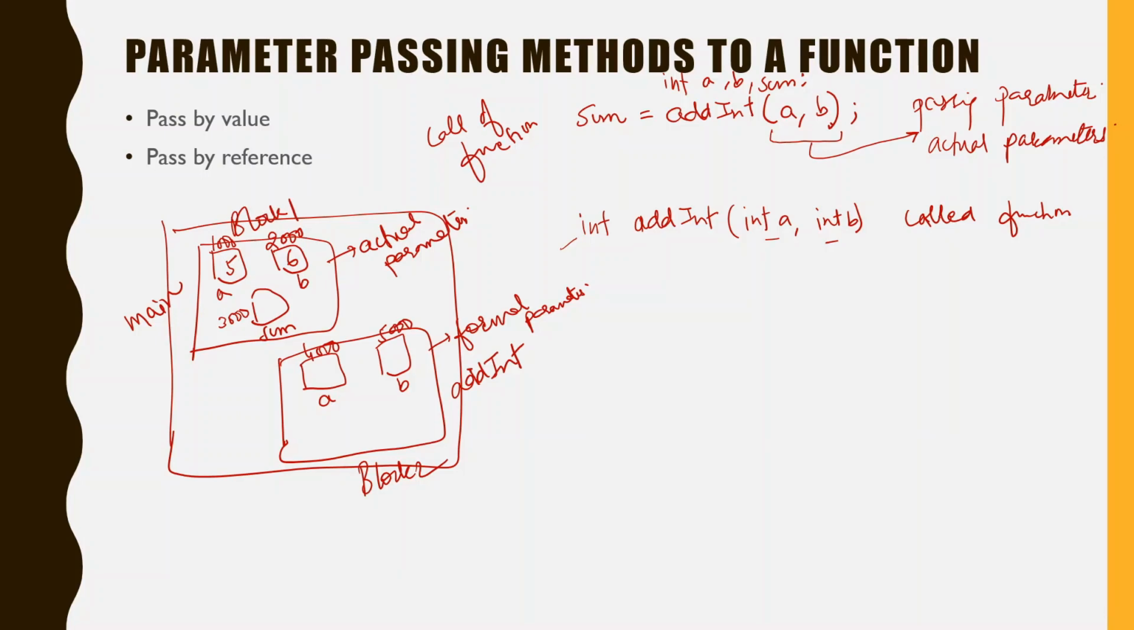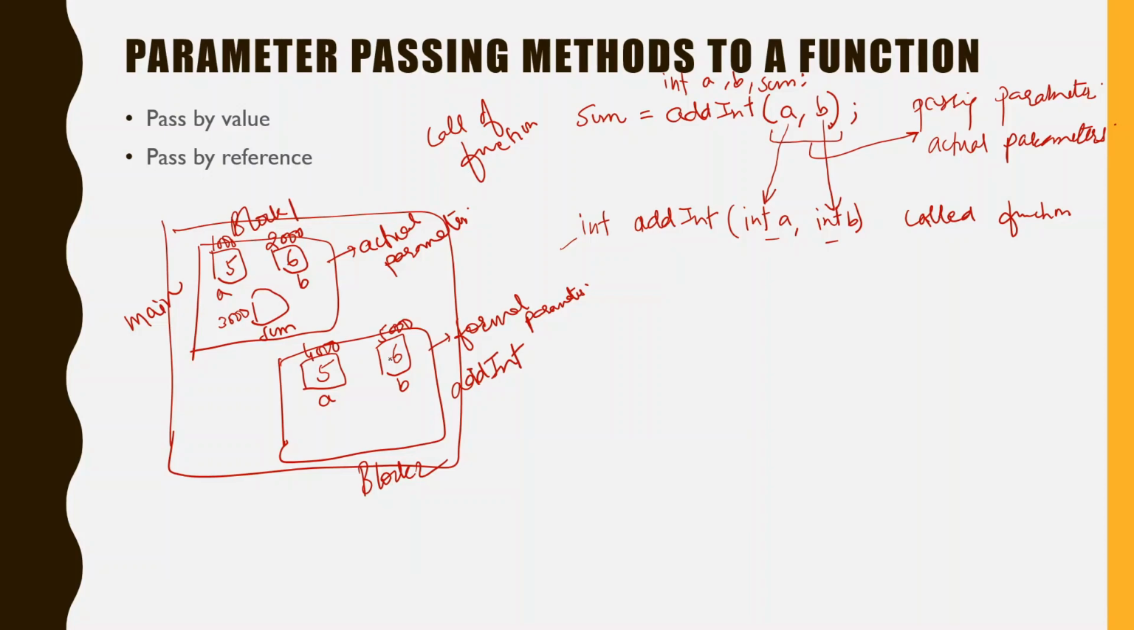The values of the actual parameters are copied to the corresponding parameters of the called function. So the value of a will be copied to a of block 2, and the value of variable b of block 1 will be copied to b of block 2. You have to remember that the same variable name cannot be given twice in a single scope, because in main you cannot have two variables named a.